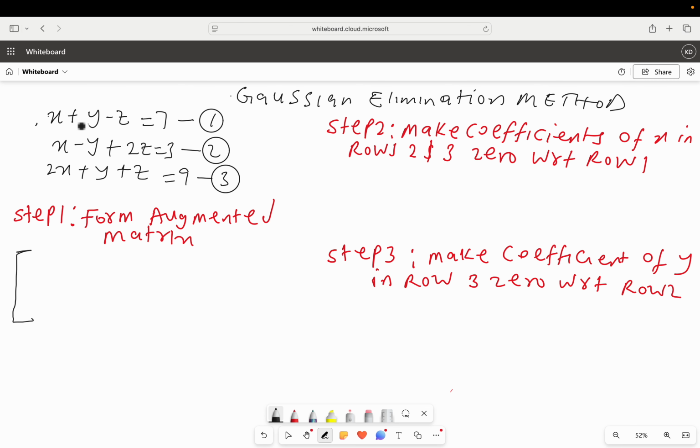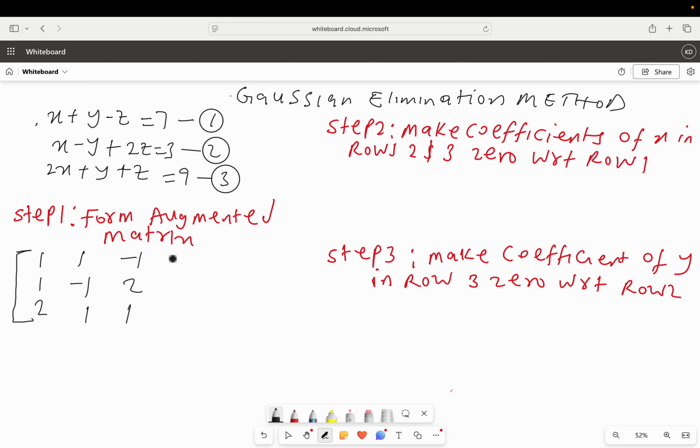First of all, we have to write the coefficients of x in the first column, then the coefficient of y in the second column, the coefficient of z in the third column, and then our augmented column will be formed from the constants on the right hand side. So for the x, I have 1, then 1, then 2 for the third equation. Then for the y, I have 1, minus 1, then 1. Then for the z, I have minus 1, then 2, then 1.